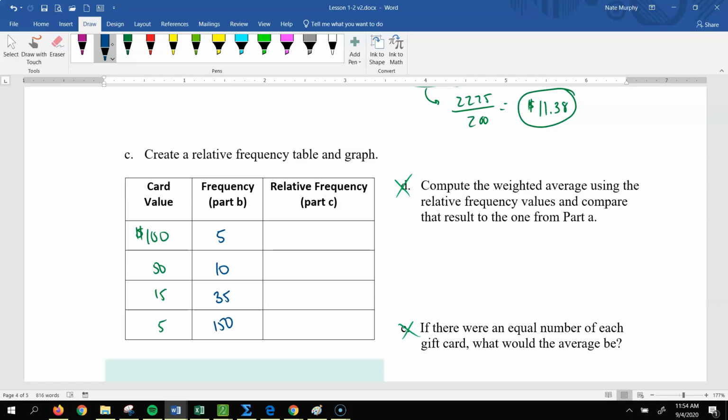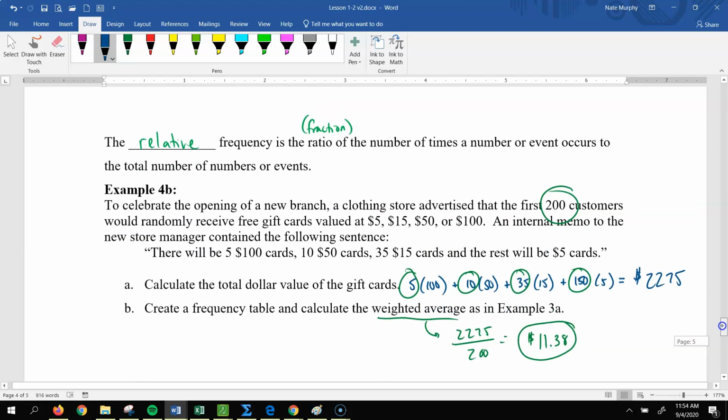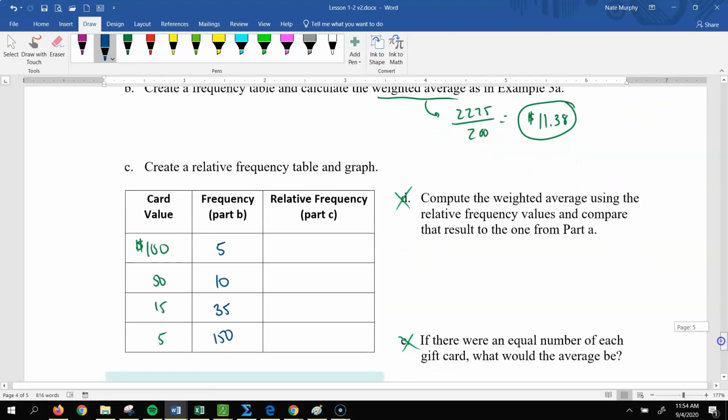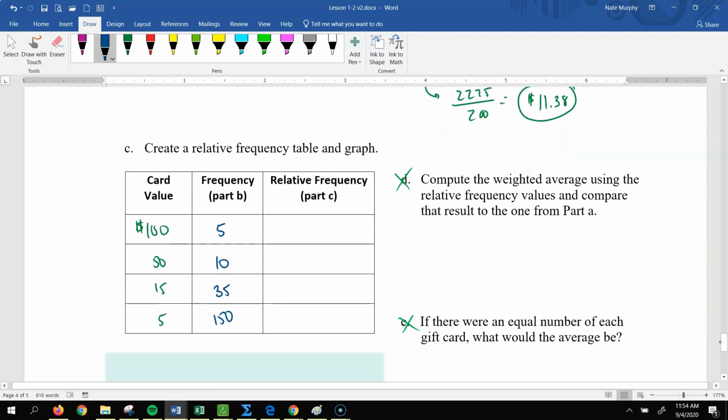Now here's where the relative frequency comes in. I'm going to scroll back up a second here. Now remember, the relative frequency is the ratio. It's a fraction of the number of times an event occurs over the total number of items or events. So in this situation, we have a total of 200 gift cards. So the relative frequency would be to say, well, there's 5 for this first one. There's 5 out of 200.